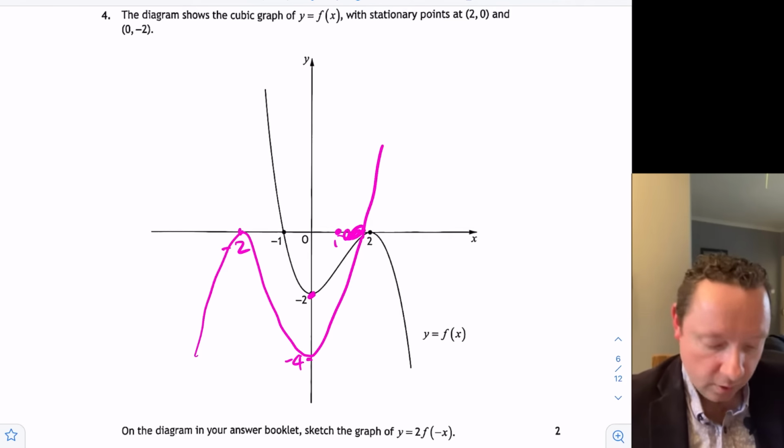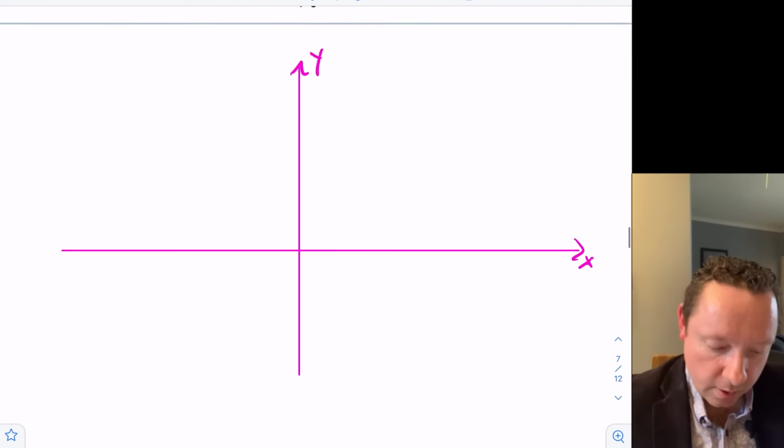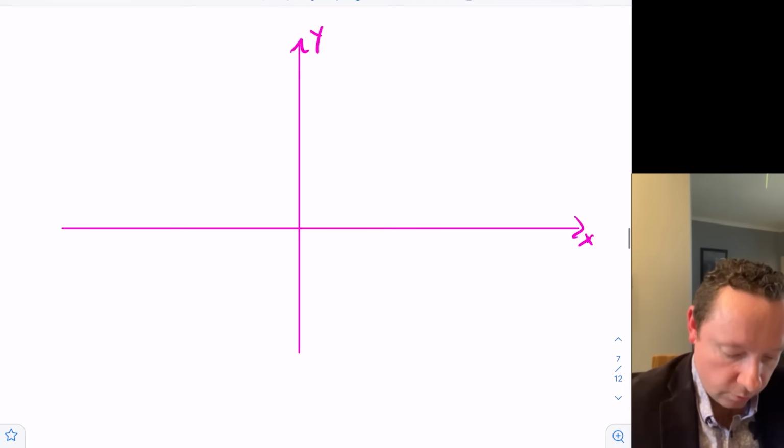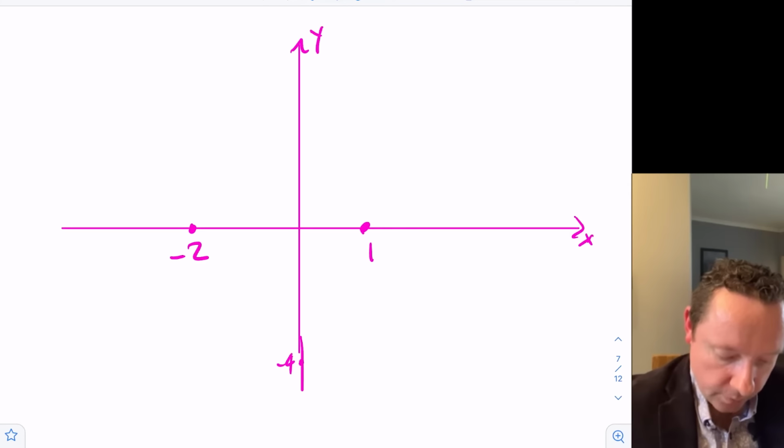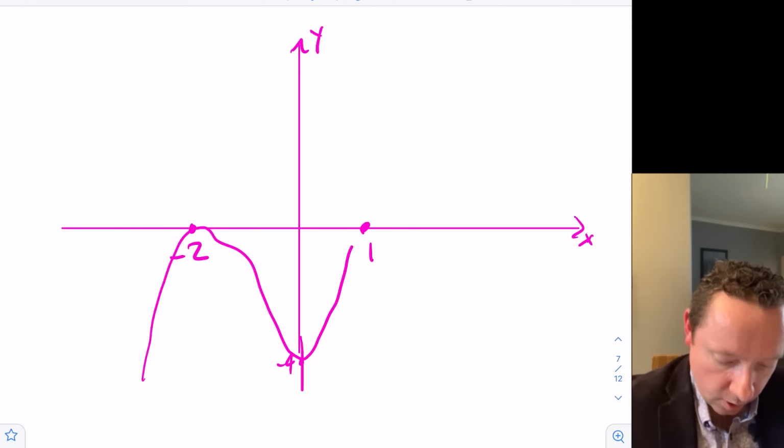Let me do that more neatly on a new diagram. So I've got it sketched out here. So we've got -2, we've got 1, and we've got -4 down here. And we're going to go up and down and back up.